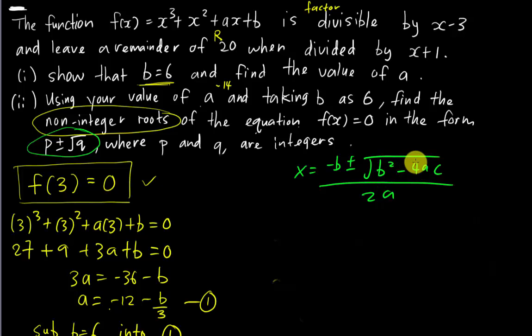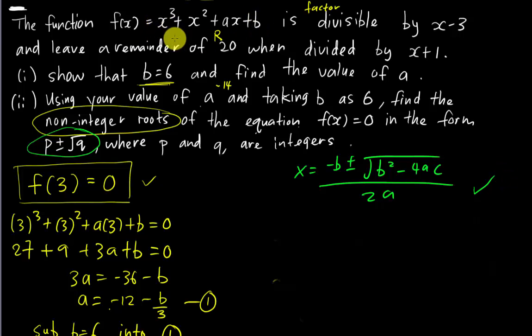But most of the time, when you see the words non-integer root and the question asks you to solve the equation in this form, p plus minus square root q, this one will always be the right formula to use. Right? So you must always get the hints from the question. Right? Then, but we have a problem here.